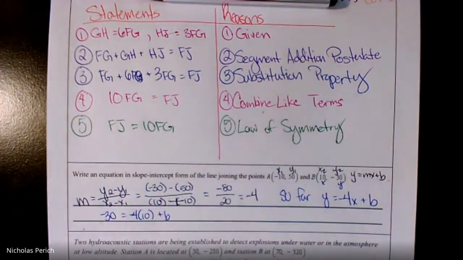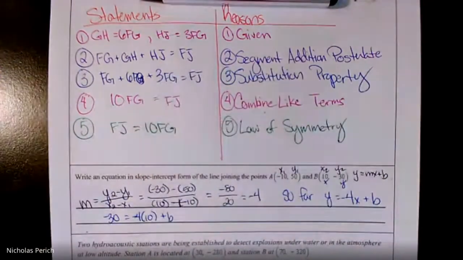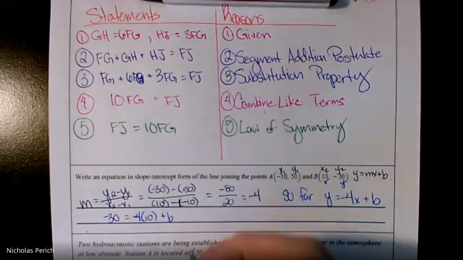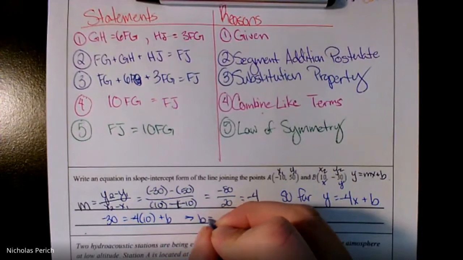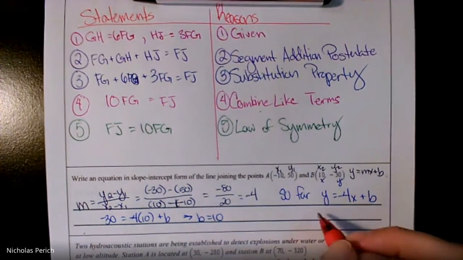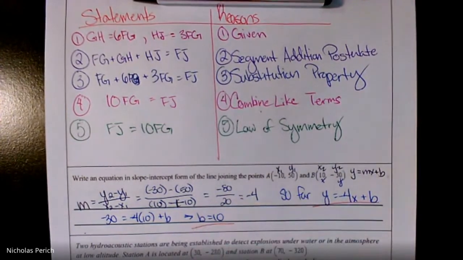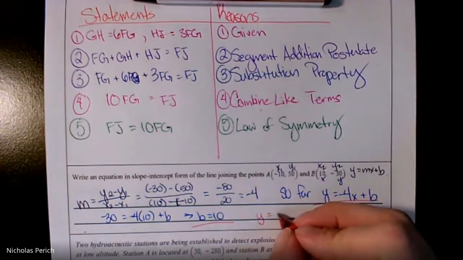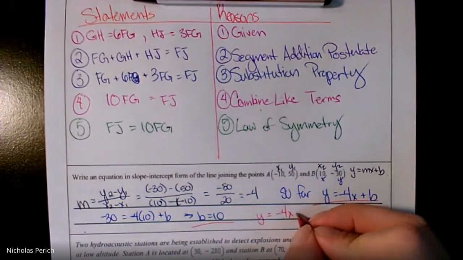Just because I don't have a whole lot of space here, I'm going to wave my hands a little bit and do some magic. Whoa. That becomes negative 40, which means I have to add 40 to both sides, which turns that into 10. So putting that all together, my equation is going to be y equals negative 4x plus 10.